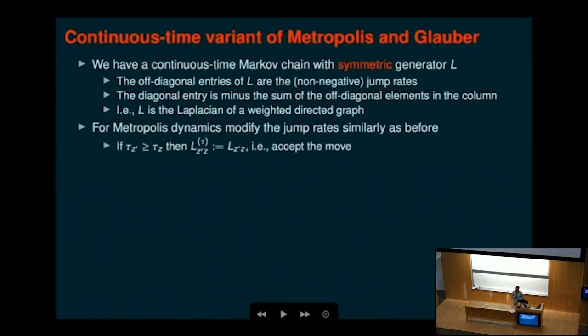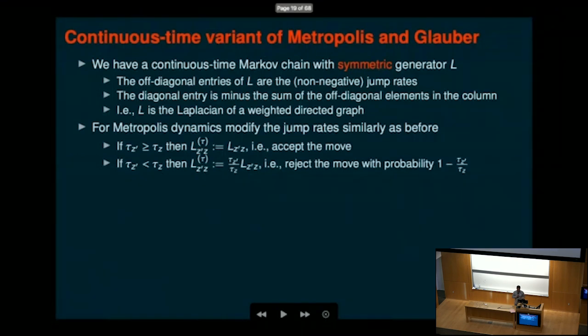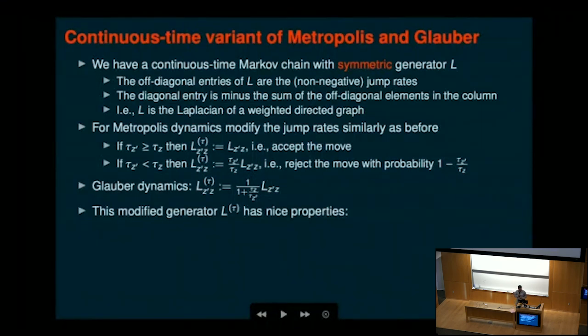The Metropolis algorithm is described as a discrete time algorithm, but you can also define the continuous time version, which is the same. You just modify these jump rates with the same rule as before. If you happen to jump to a more likely position, you stay there. If you happen to jump to a less likely configuration, then you only accept this move with this ratio of the likelihoods. And Glauber dynamics actually was first defined in a continuous time setting, with the same thing as before, just modify the jump rates with that particular prefactor.